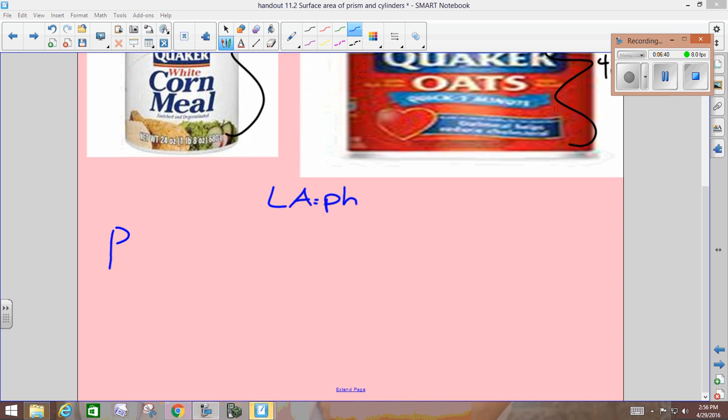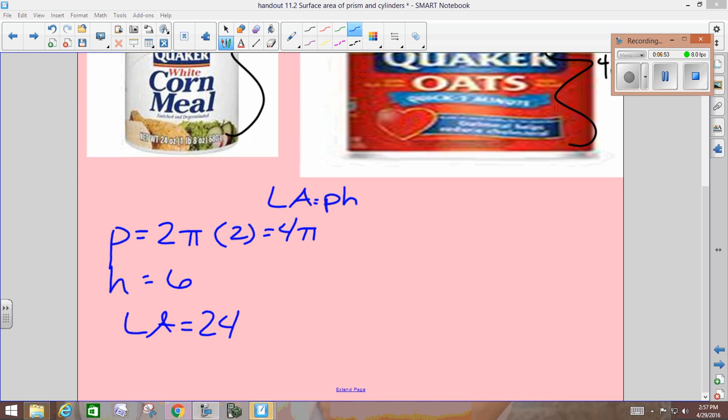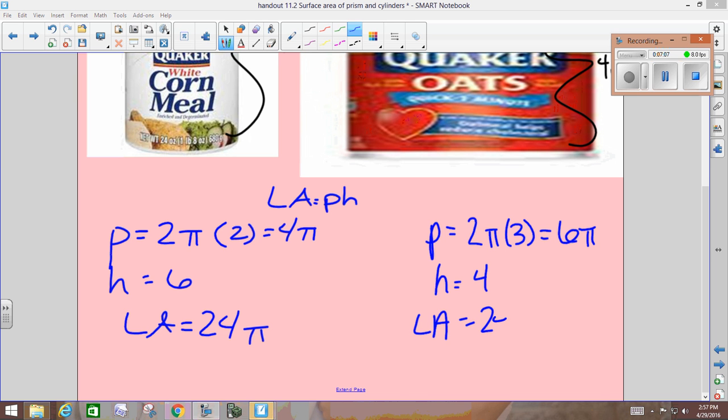So on the cornmeal, perimeter is circumference, 2 pi r. What was our radius, 2? So that's 4 pi. And what was the height of the cornmeal? So then our lateral area, 4 pi times 6, 24 pi. For our oatmeal, perimeter, 2 pi times the radius, which was 3, so 6 pi. The height on this one's 4, so what's our lateral area? 24 pi. So they need the same amount of paper then because they have the same lateral area.